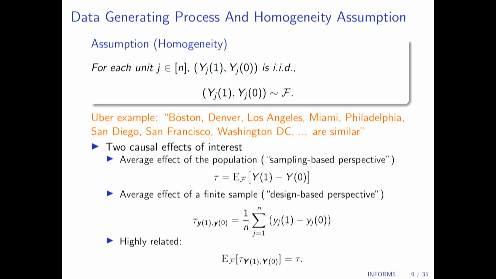These two perspectives are highly related because if you take the expectation over the design-based perspective, this average effect of a finite sample, then in expectation you're going to obtain the average effect of the population. Question?